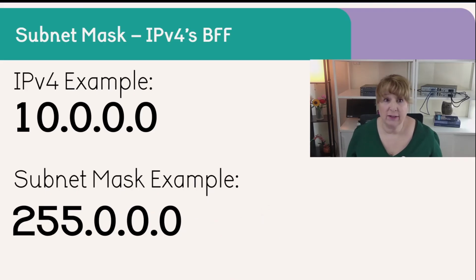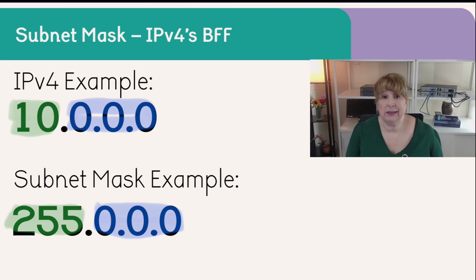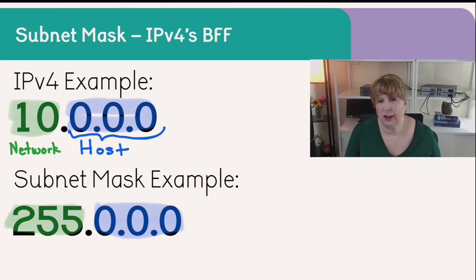Here we have another example. Here our subnet mask is 255.0.0.0. Our IPv4 address is the same as it was in the last example, but in this case, because there's a 255 in only the first octet of the subnet mask, now it's just the first octet of the IPv4 address that is the network portion, and all of the remaining octets are identified as the host portion.